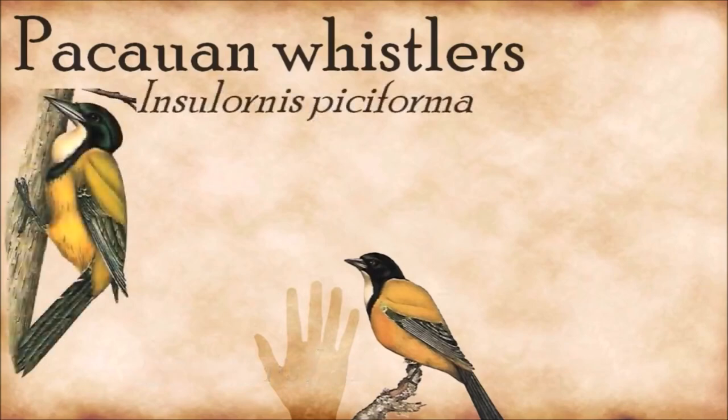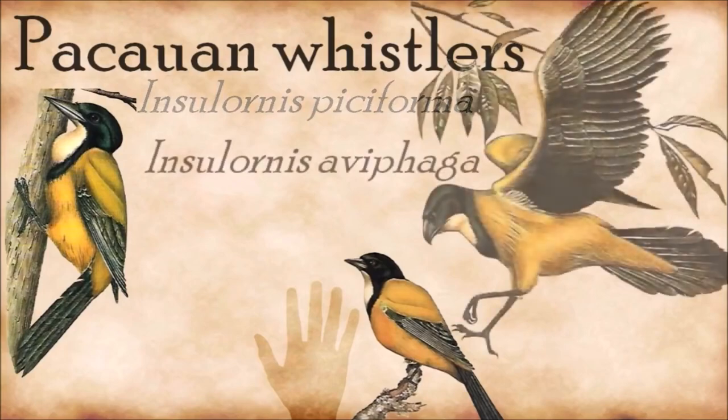The insect-eating Pacuan whistler has developed a strong, chisel-like beak with which it tears into the bark of trees to get at burrowing insects. Its feet are modified to allow it to cling to the vertical trunks, and the bird closely resembles the extinct woodpeckers of the northern continent, whose mode of life it follows in almost every respect.